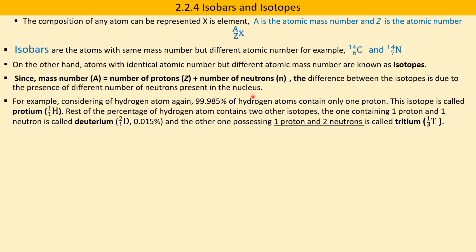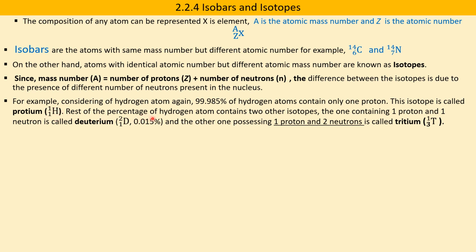For example, consider a hydrogen atom. 99.985% of hydrogen atoms contain only one proton. This isotope is called protium. That is, the atomic mass number is 1, the atomic number is 1, and it is written as 1H1.